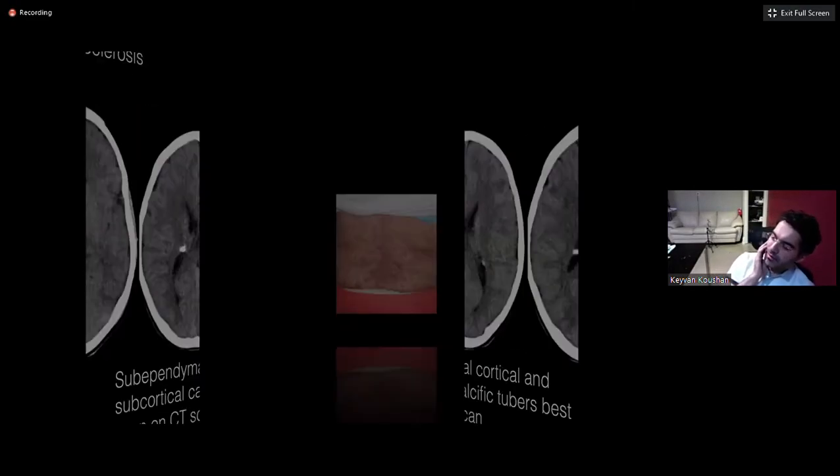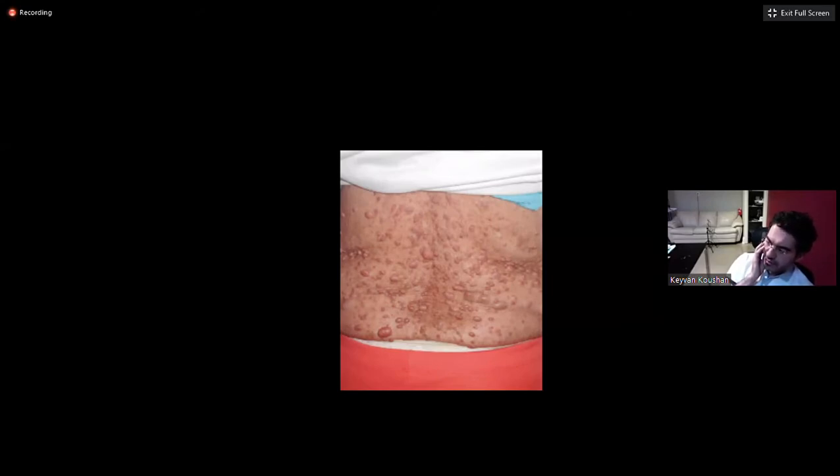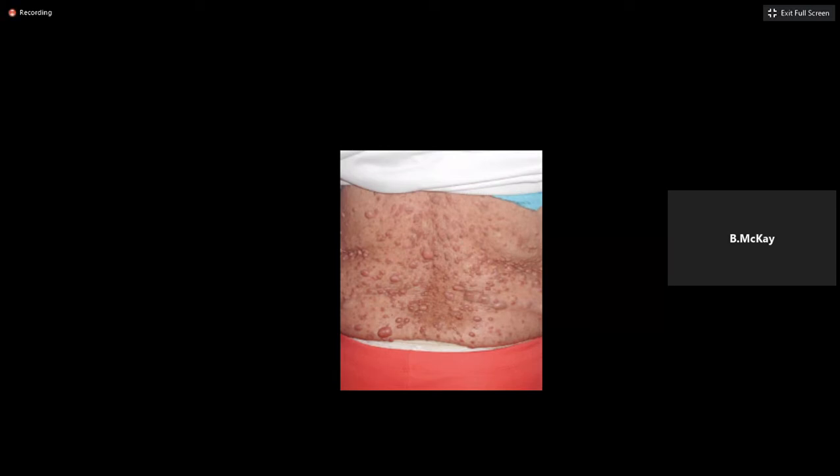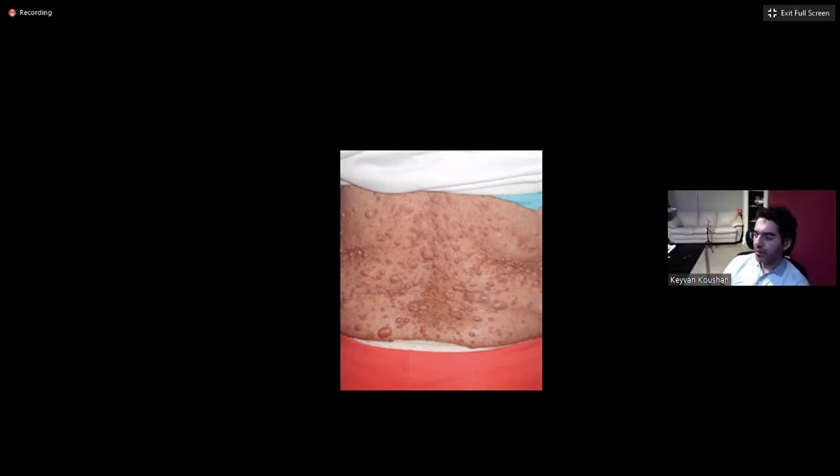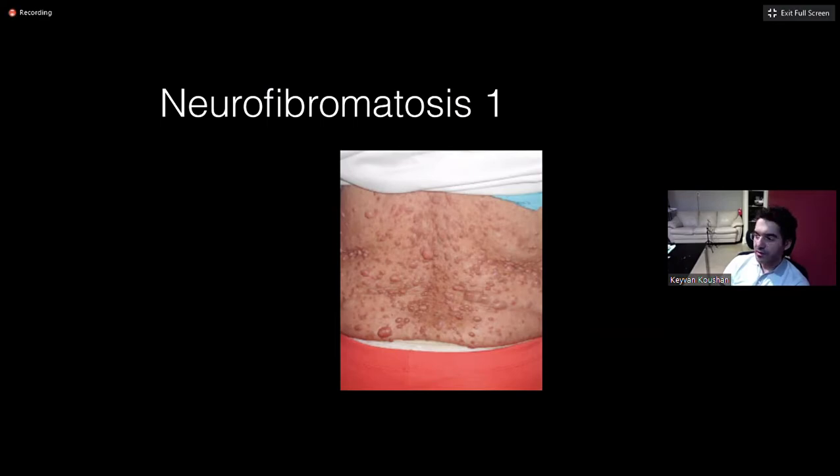This is something that looks the same, but it's very distinct. It's very, very common. You see it outside in grocery stores sometimes, people with these lesions on their skin. Any takers for this? Those look like neurofibromas. Exactly, so this is a neurofibroma.